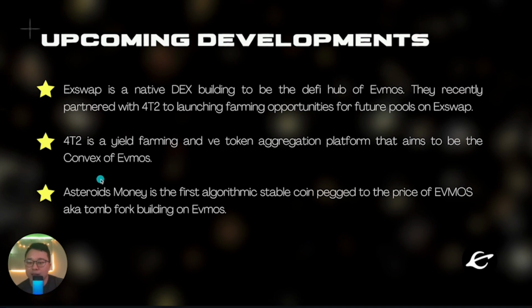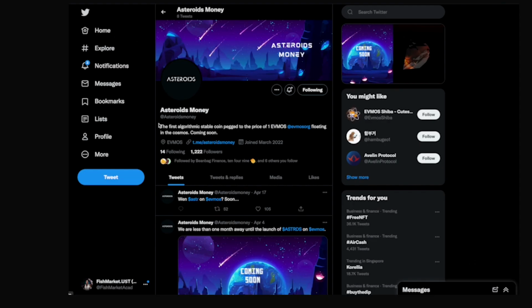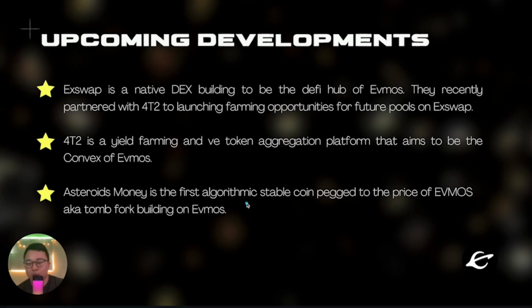Another development that's coming is Asteroid Money, which is the first algo stablecoin pegged to the price of EVMOS. Basically, it's a Tomb fork built on EVMOS.